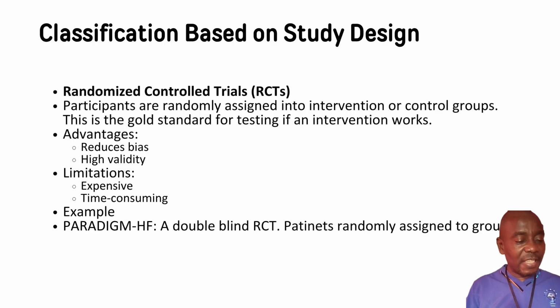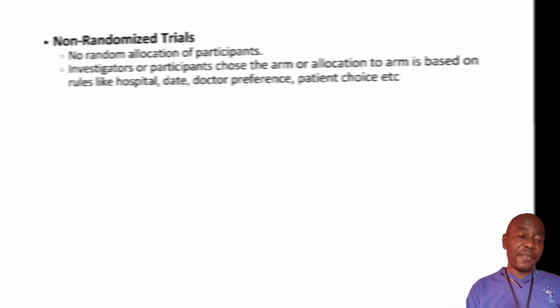An example of an RCT is PARADIGM-HF. That's a double-blind randomized clinical trial, with patients randomly assigned to groups.